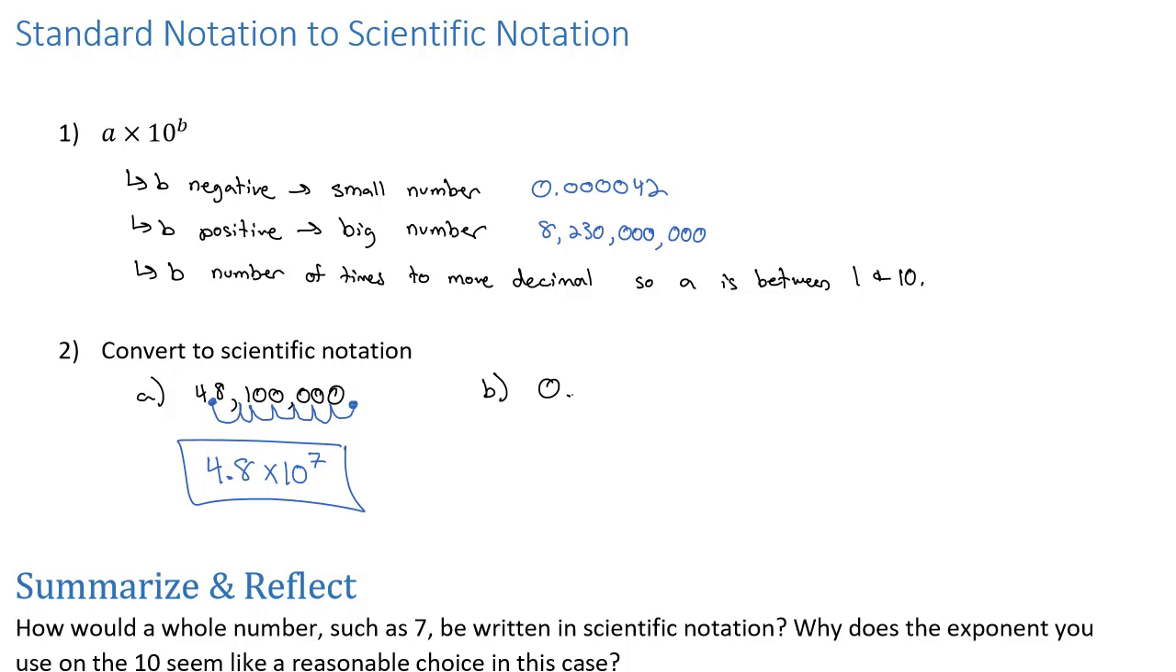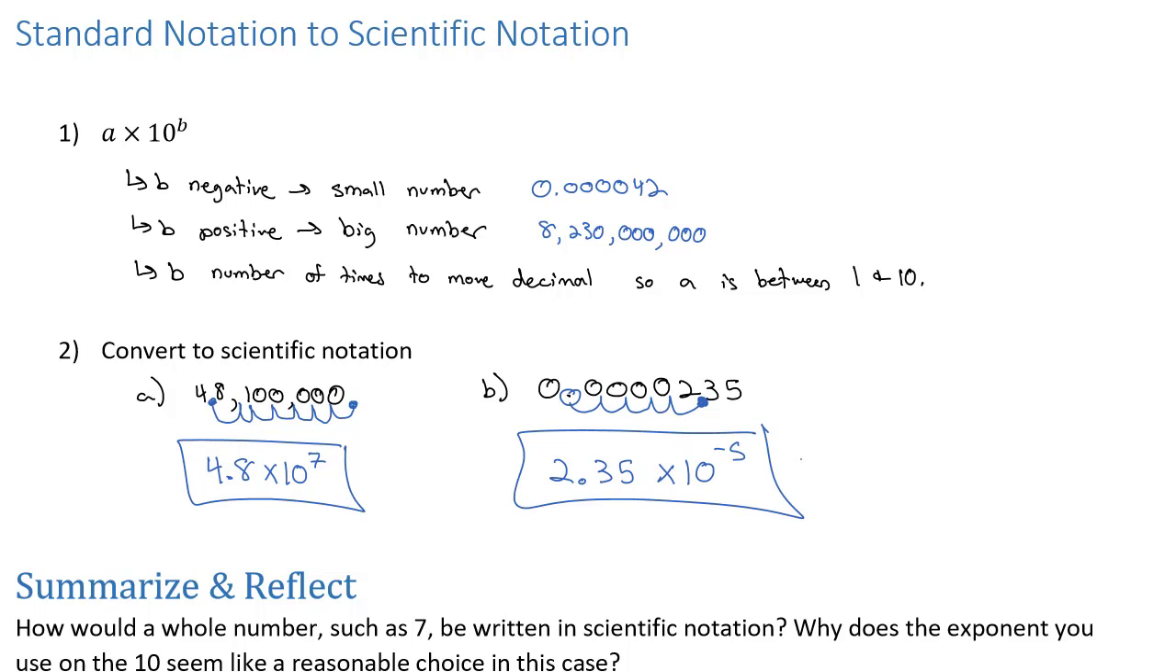Also, if I've got 0.0000235, this is a small number, so I know the b is going to end up being negative. As I move the decimal point, I move it how many times? 1, 2, 3, 4, 5 to put it after the first digit. 2.35 times 10 to the 5th, but I make it a negative 5 because we were dealing with a small number. That's how we can convert back and forth between scientific notation and standard notation.